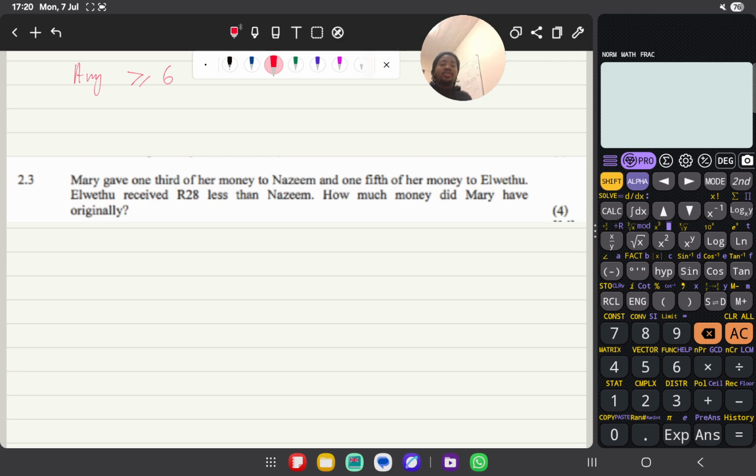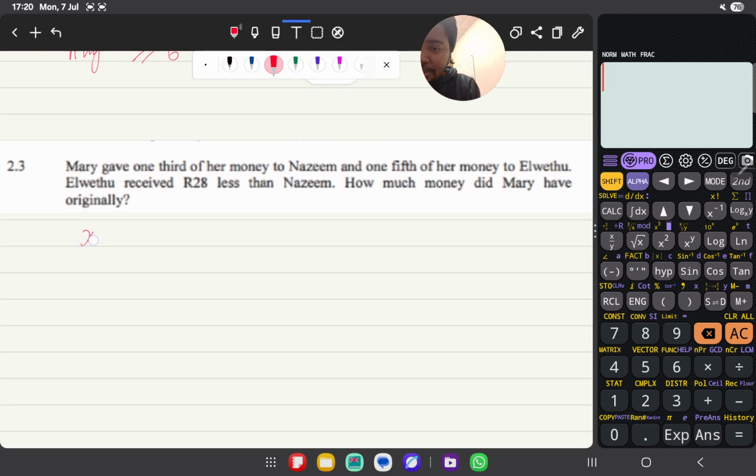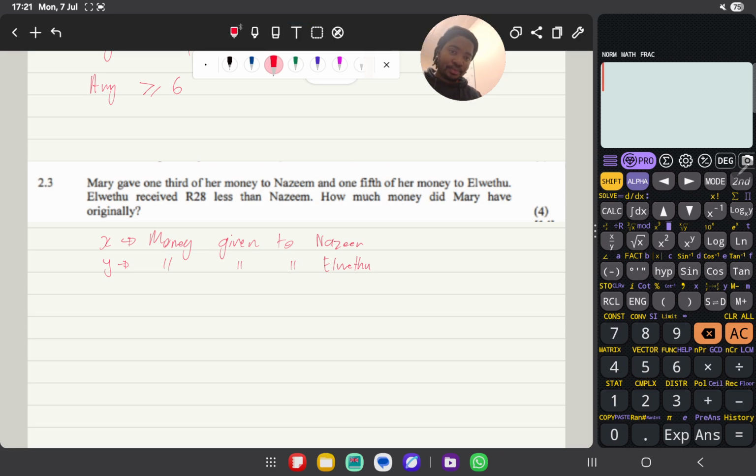Cool. So, of course, we can say X. So X, that is money given to Nazim, and then Y, that is money given to Elwetu. Alright, so cool stuff.